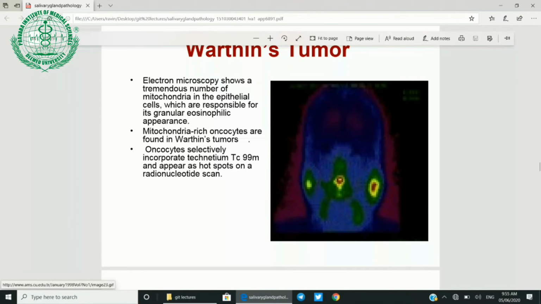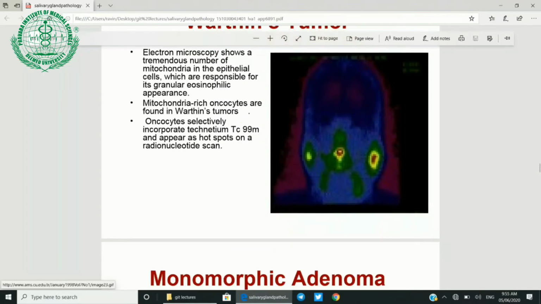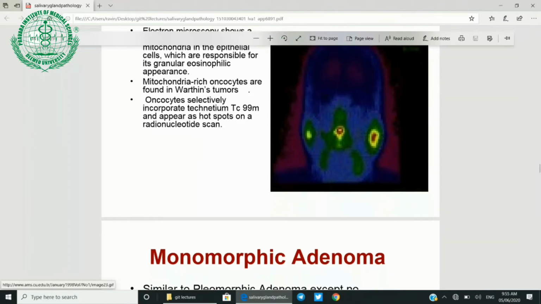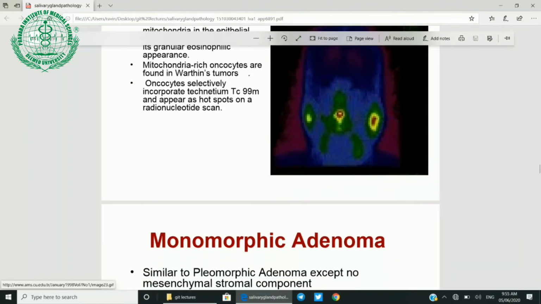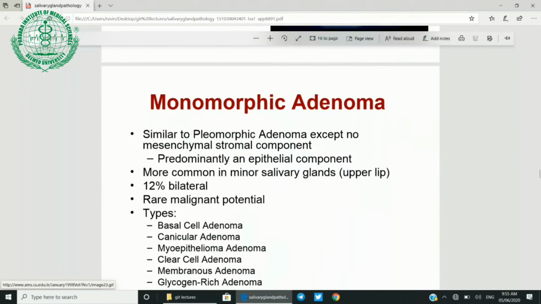And what is the hallmark of this? If you see, a lot of mitochondria, an abundance, a tremendous number of mitochondria which are responsible for this oncocytic change. What is oncocytic change? How does it look? It is a granular eosinophilic appearance, where the mitochondria-rich oncocytes are found in the tumors.